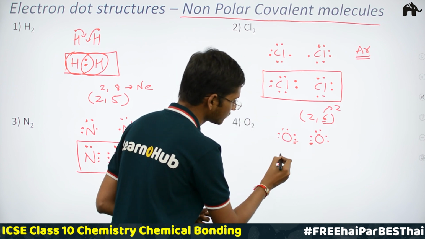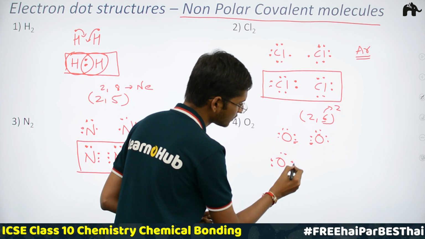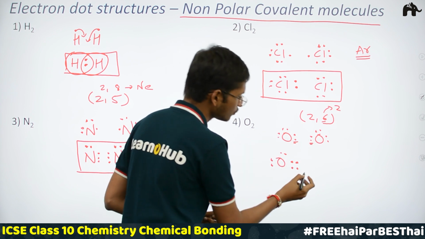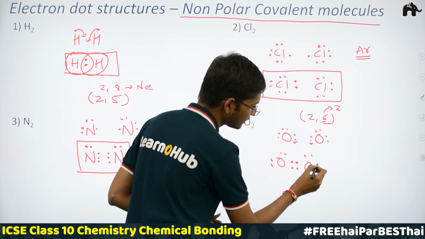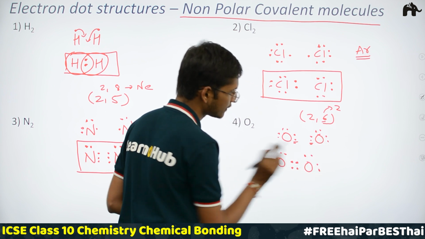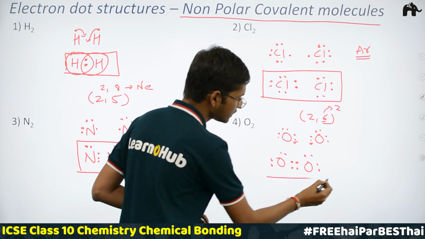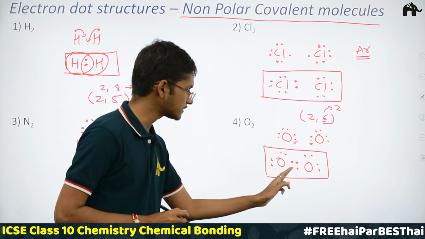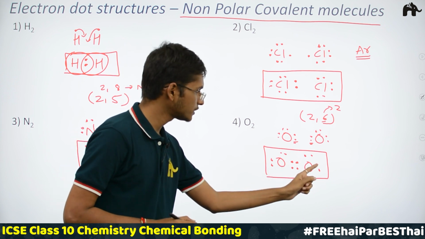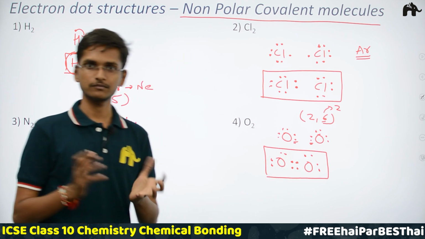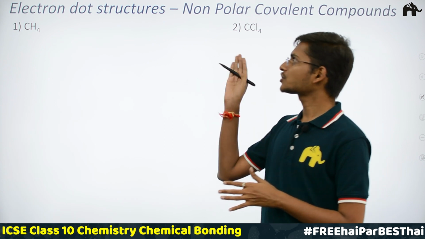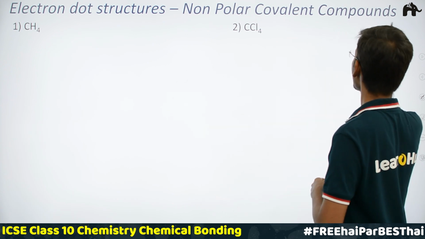So how would I write the electron dot structure? Very simple. I would bring this a slight bit closer, and the remaining unshared pairs of electrons I keep as they are. Now this is the electron dot structure of oxygen. Check it. 1 2 3 4 5 6 7 8, right? 1 2 3 4 5 6 7 8. Octet is complete.